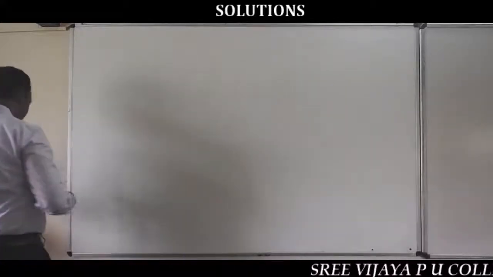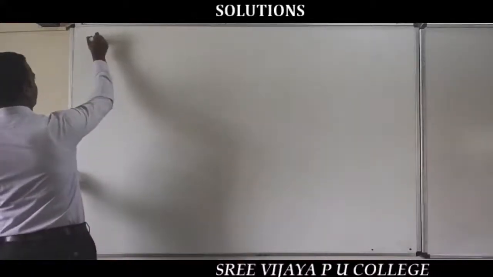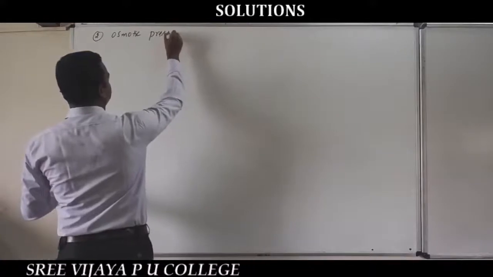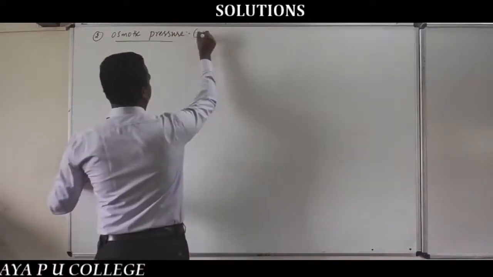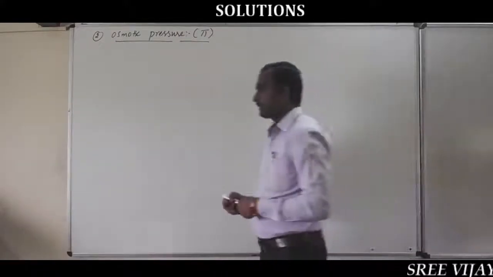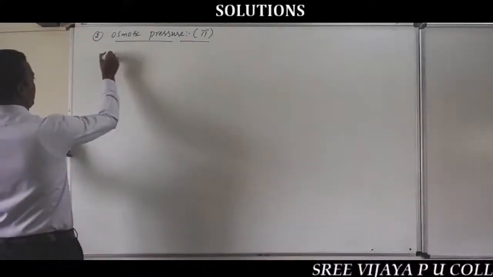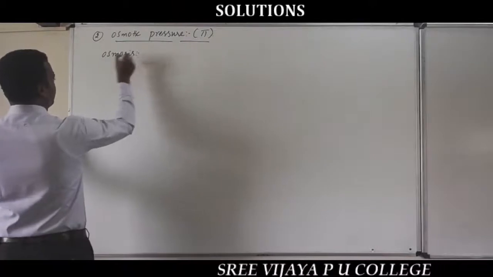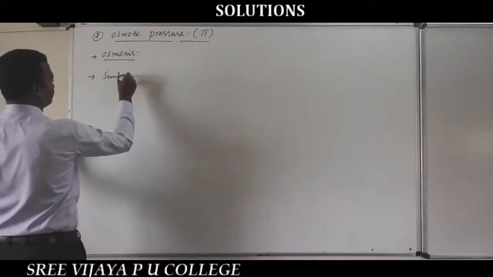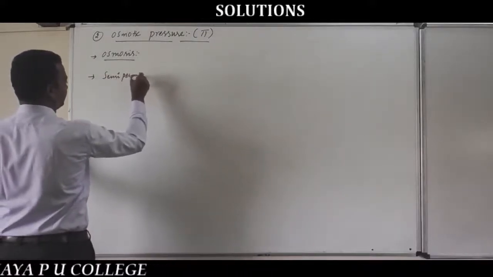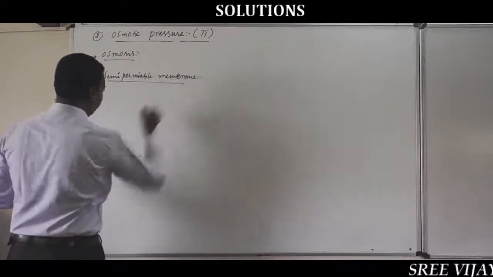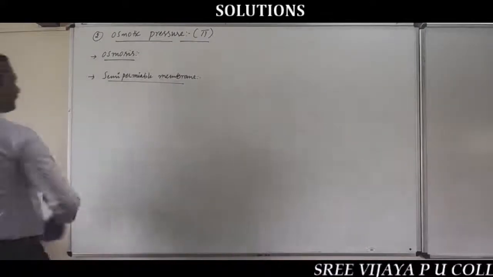Now I'm going to discuss another important colligative property, that is osmotic pressure, indicated by pi. Before this property, let me discuss some important concepts: osmosis, and one more, semi-permeable membrane. So what is the meaning of osmosis, and what is the meaning of semi-permeable membrane?